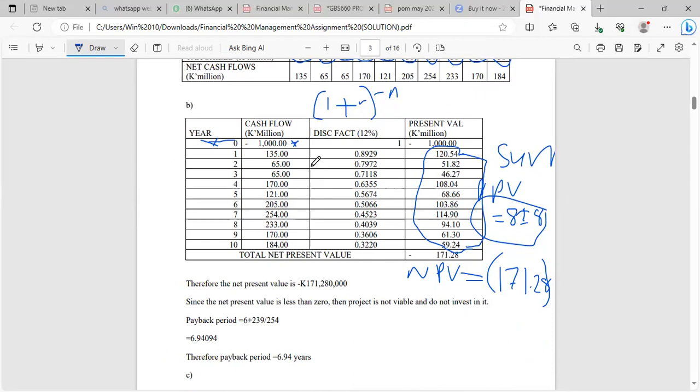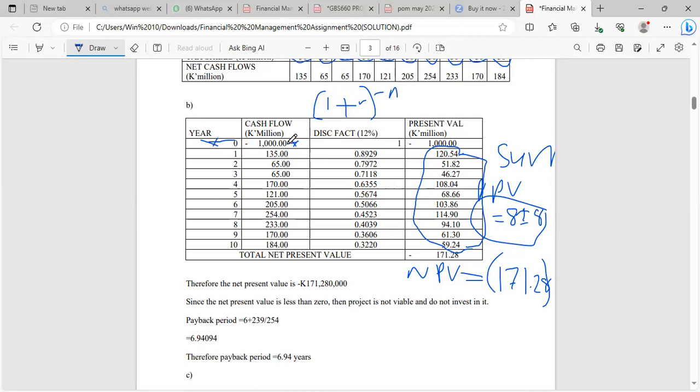The 1,000, this one, it has gone. You have used it to invest. You have bought a phone, for example, so it has gone. Now that phone will be giving you some returns from year one. So that's why we're starting from year one. We start calculating from 135. We start adding. We want to know how much we're going to recover.